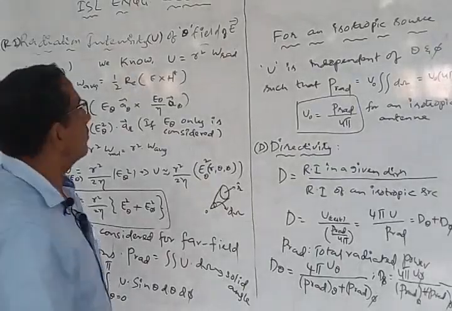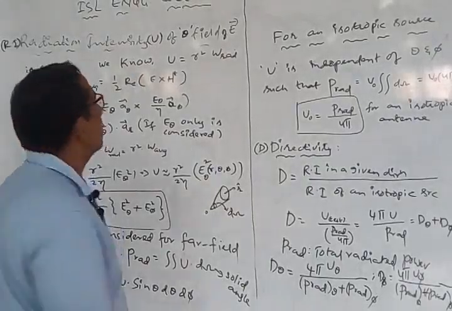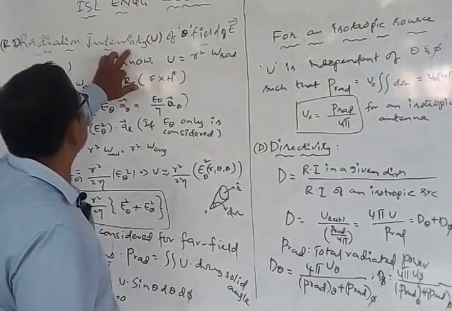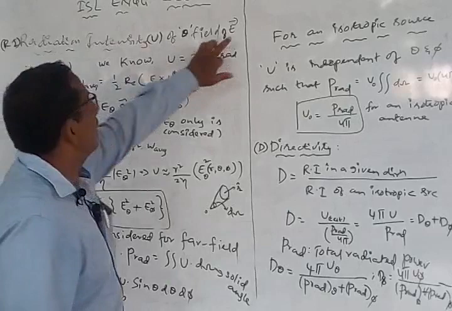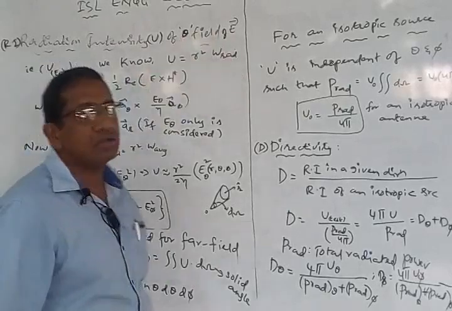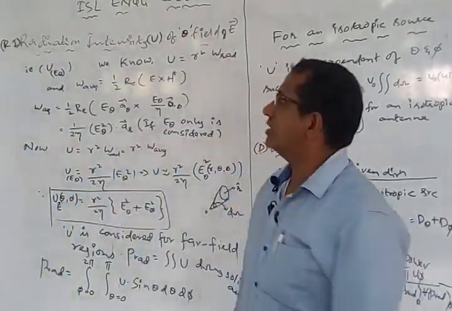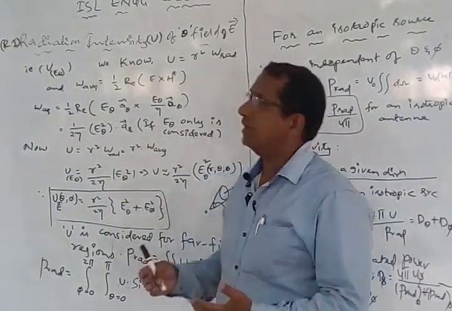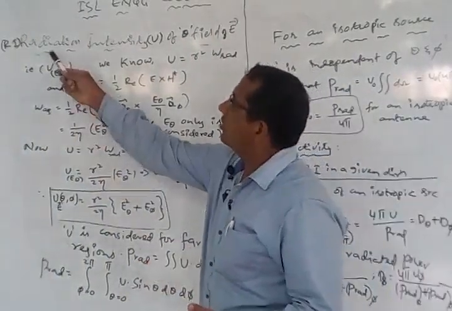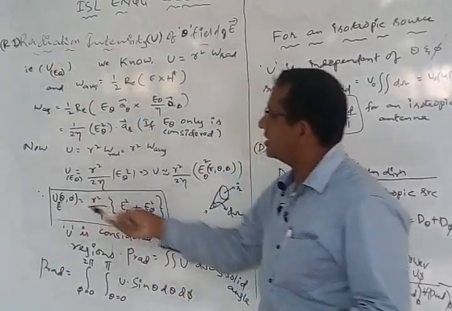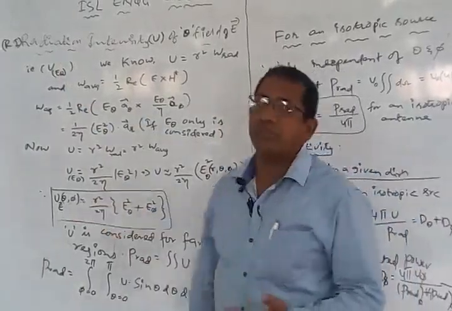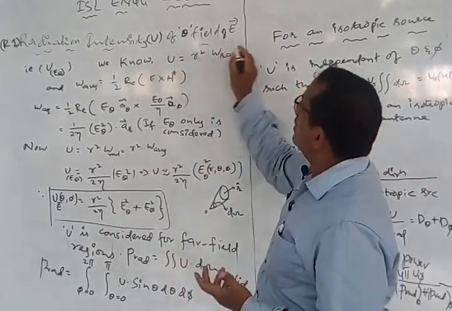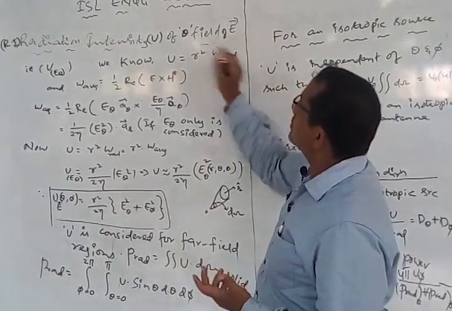Now what we are going to do is write the radiation intensity expression for the electric field in the theta direction. Let us look into this now. We are going to write the expression for radiation intensity in the theta and phi fields, that means the electric field in the direction of theta and phi.